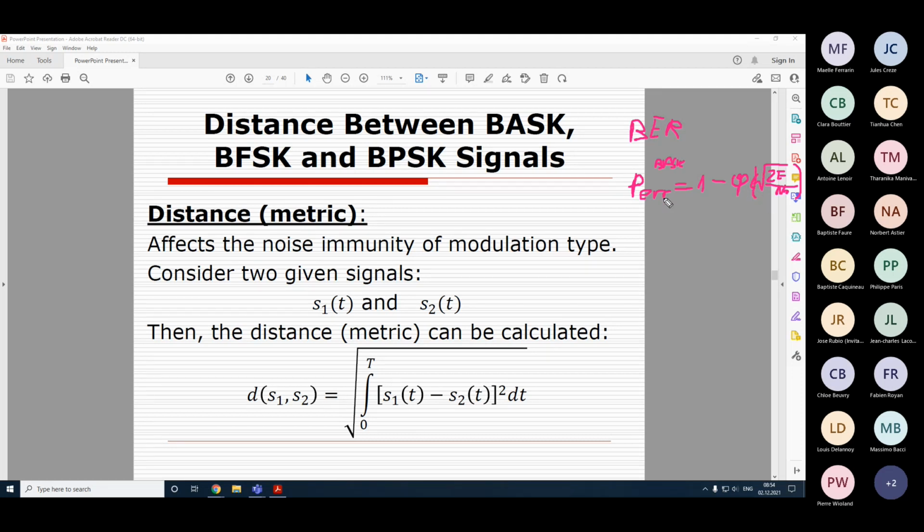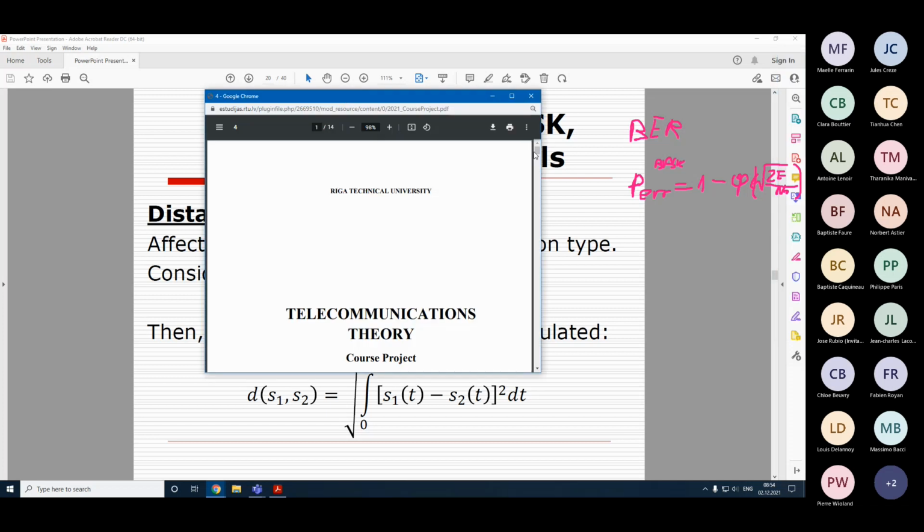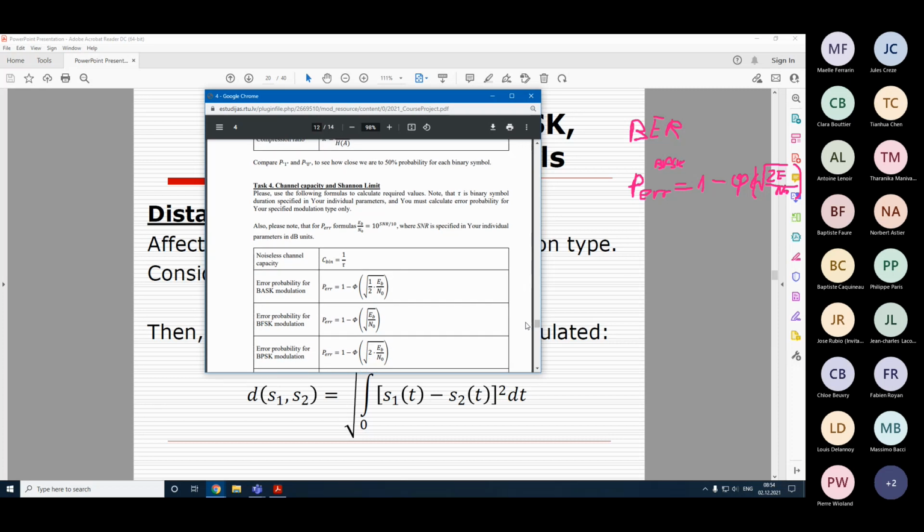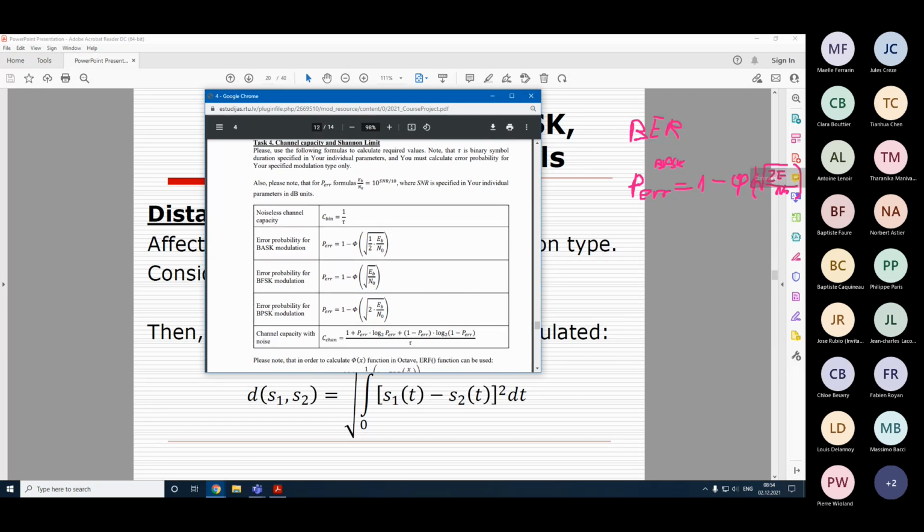And basically for amplitude shift keying, we had a slightly different formula. Well, actually, now let us maybe see that. I can open the course project tasks and guidelines. Yes, and there we also had these same formulas. Here they are, yes. So this is for phase shift keying, we have 2 here. This is for amplitude shift keying, we have 2 in the denominator. And for frequency shift keying, we don't even have these 2 anywhere, yes.